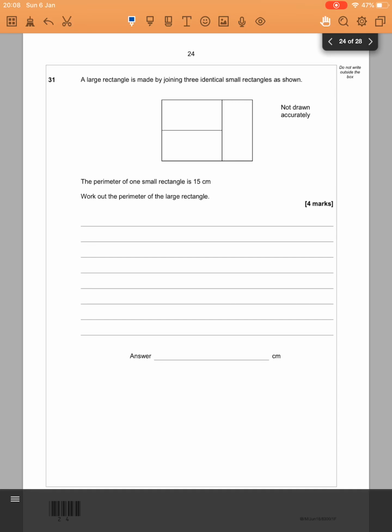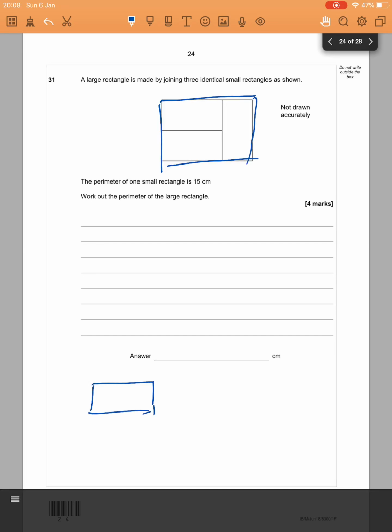So question 31. A large rectangle is made by joining three identical small rectangles as shown. The perimeter of one small rectangle is 15 centimetres. Work out the perimeter of the large rectangle. So we're told that one of these small ones is 15 centimetres, and we've got to find the perimeter of the large rectangle here.